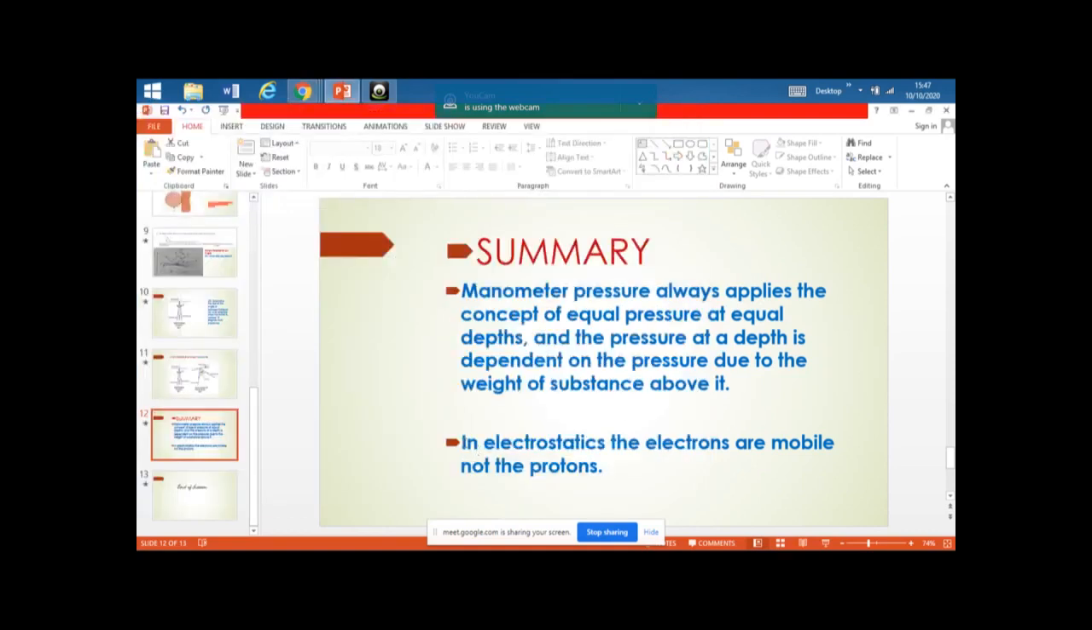Then, lastly, in electrostatics, the electrons are mobile and not the protons. The protons are usually very deeply embedded in an atom. It would use a lot of energy to prise them out away from where they are. So what we consider is the electrons, the ones that are mobile, moving. And it's on the surface that we consider because there's a difference between electrostatics and electricity.